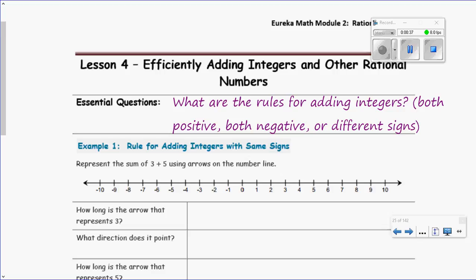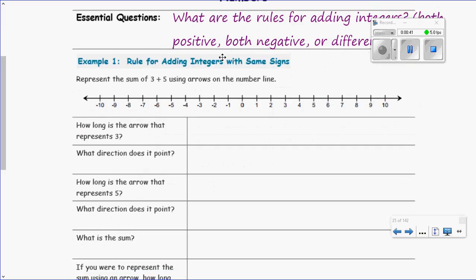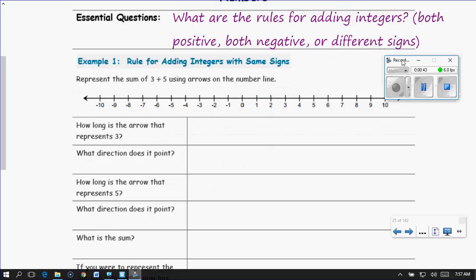So before we start, we're just going to go over if they have the same sign. We're going to show it on the number line and then go over the rules for it. This workbook is a lot of pages. It goes all the way to page 31. So it's going to feel like a lot of pages, but it's going to go pretty fast.